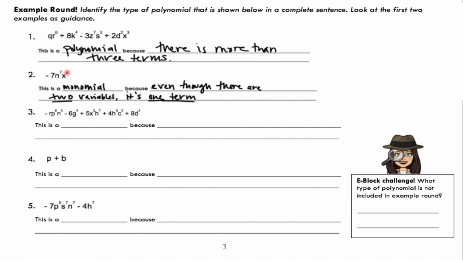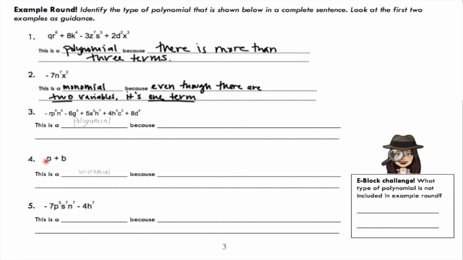All right, looking at number 3, I have 1, 2, 3, 4, 5 terms. I immediately know that should be a polynomial, and you can go ahead and explain why this is a polynomial on your own. Pause the video if you need some time to do that. Number 4 is a little more simple. I have 2 variables. They're being added together. Because there's 2 things being added together, I know this is a binomial. And why do we know this is a binomial? Go ahead, pause the video, explain that in your own words.